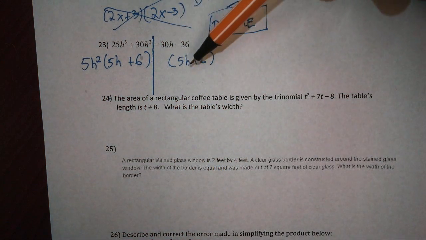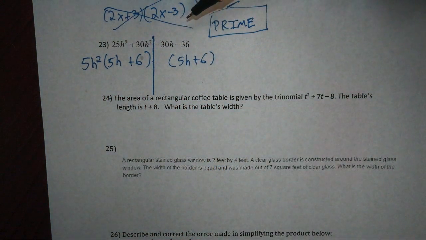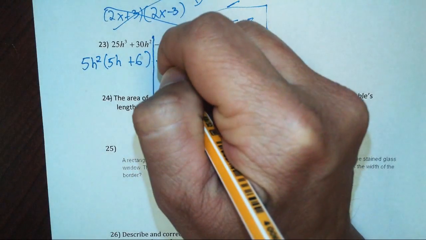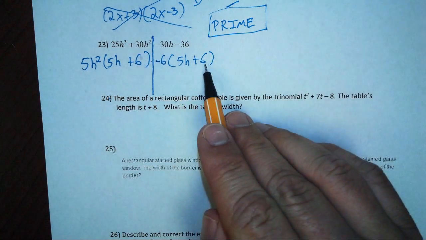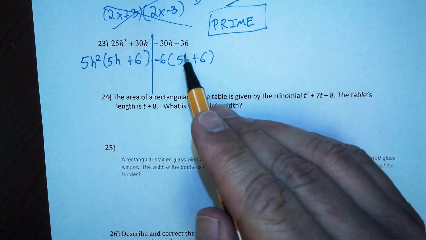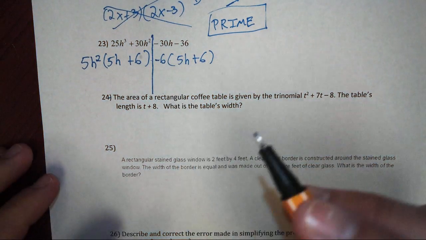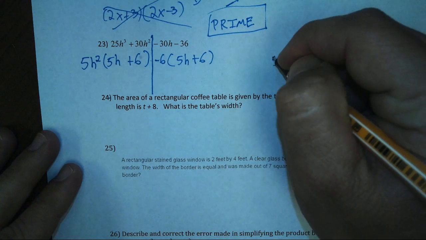So can we multiply 5h by something to get a negative 30h? Sure, a negative 6. Does negative 6 times 6 give me negative 36? It does, so that means factor by grouping works. So again, our answer, 5h plus 6.